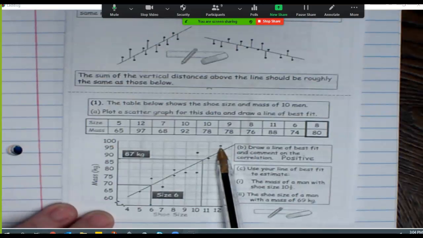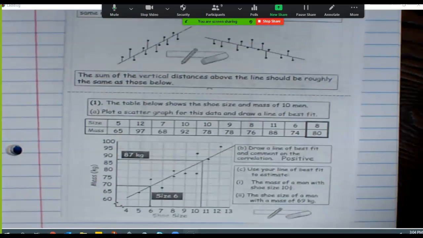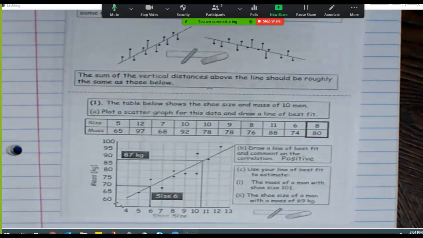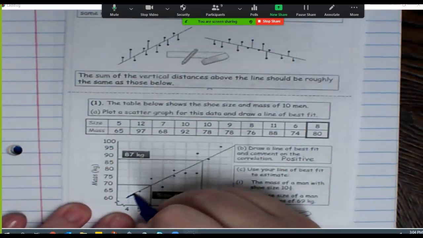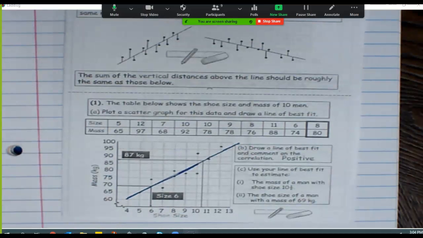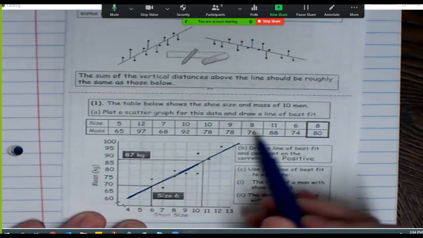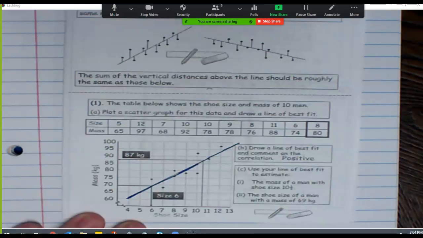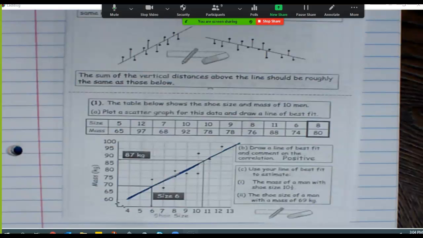Now, to draw a line of best fit, you're going to be drawing a line on your graph that basically goes through the middle of all of your data points. It has that grouping that kind of goes up. You're going to draw it right in the middle of the pattern, in the middle of all the dots. You want to have roughly the same number of dots on top of the line as you have on the bottom of the line.